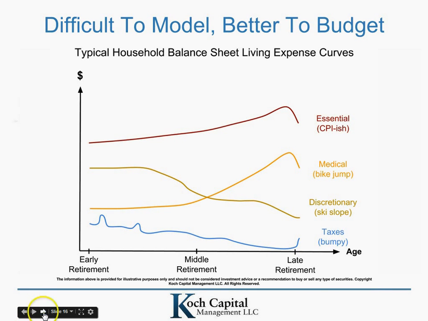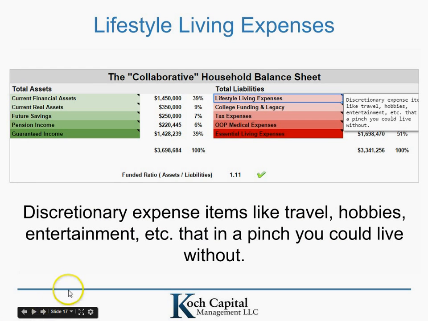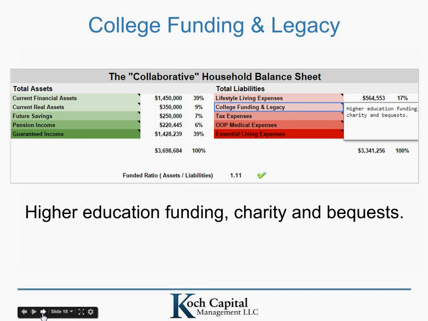Okay, with that in mind, let's go look at the expense side buckets. The first one up is what we call lifestyle living expenses, and these are really discretionary expenses. These are the types of items that you'd really like to have in retirement, but you could live without them if you have to. Next up is we group legacy and college funding together. Also, obviously, it could have charity in it. Those are things too that you would like to be able to fund, but if push came to shove, you don't have to.